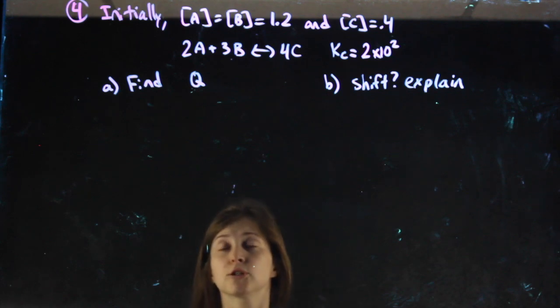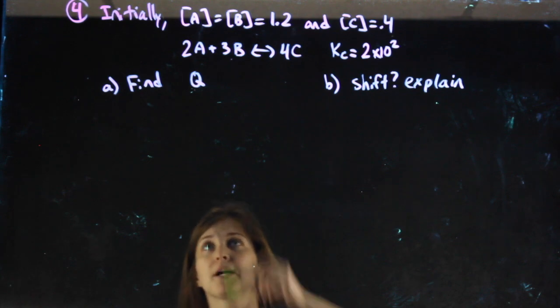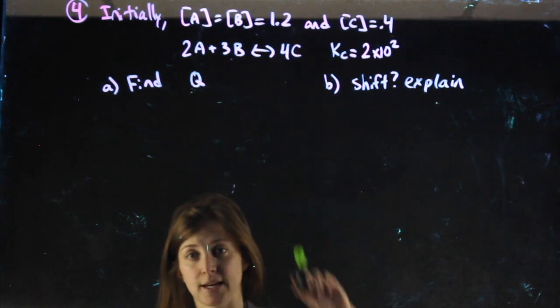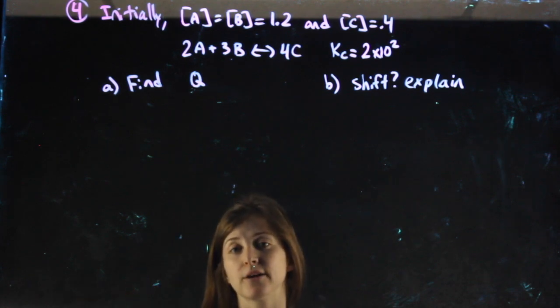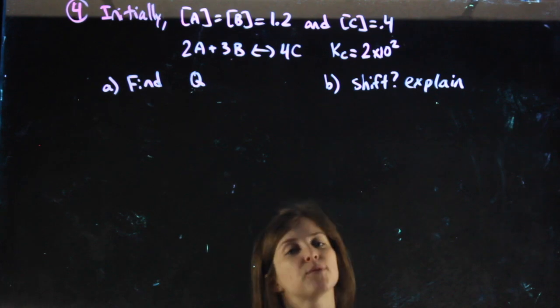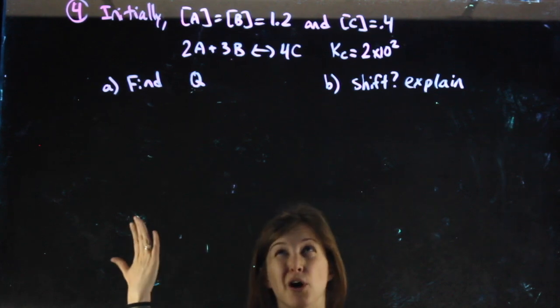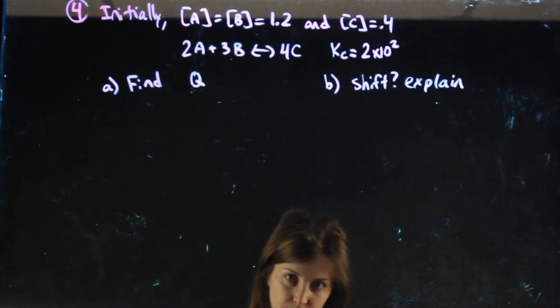Okay, this problem starts with the word initially, so you might think we need an ICE chart, but we don't. Because all they're asking us to find is Q, I'm allowed to take the molarity values they give me, or if they were moles, I'd turn them into molarity, and just plug them in as if we were finding Kc. It's just not called Kc because we don't know if these are equilibrium values or not. Kc has to be at equilibrium.